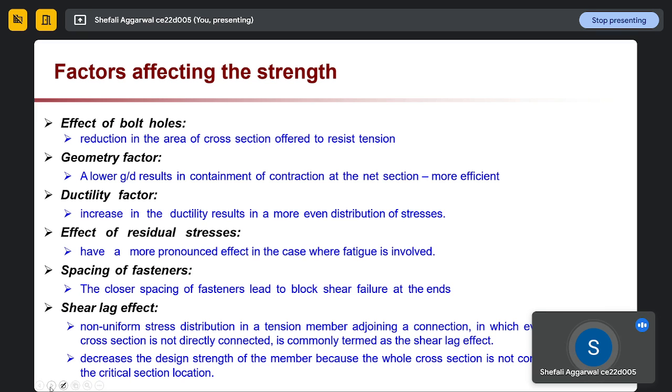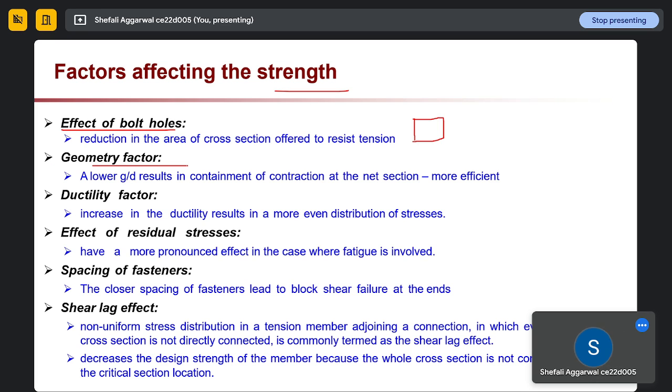So when we come to the strength of our tension member, what are the different things which are affecting our strength? The main thing we are telling is the cross-sectional area. First thing is bolt holes. Because of bolt holes in our section, there will be a reduction of net area. Because of the decrease in net area, there will be a decrease in strength value.